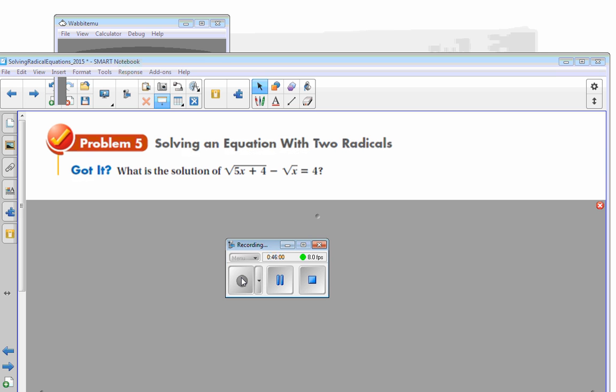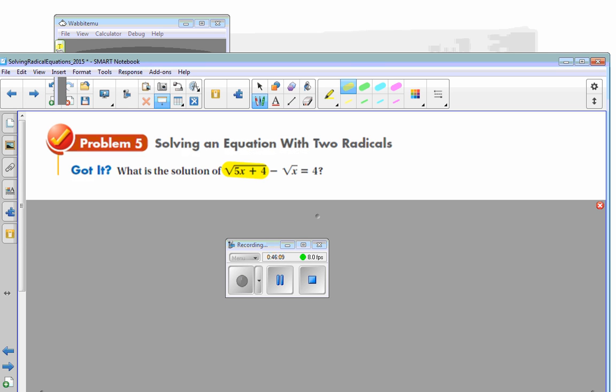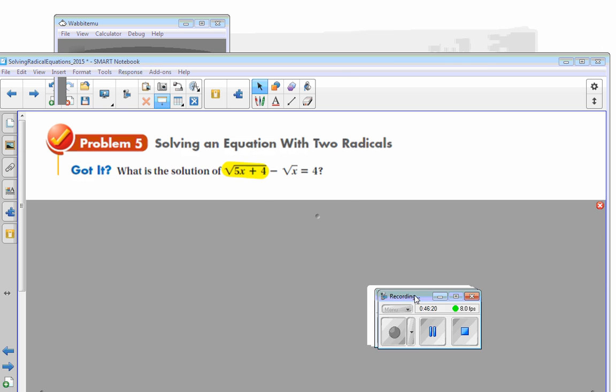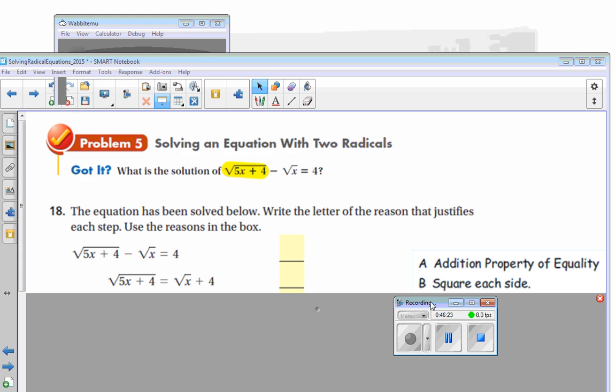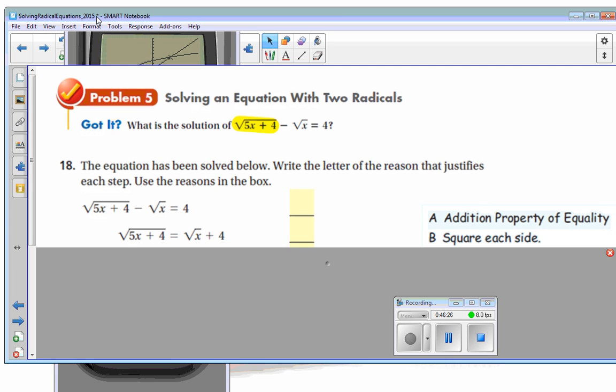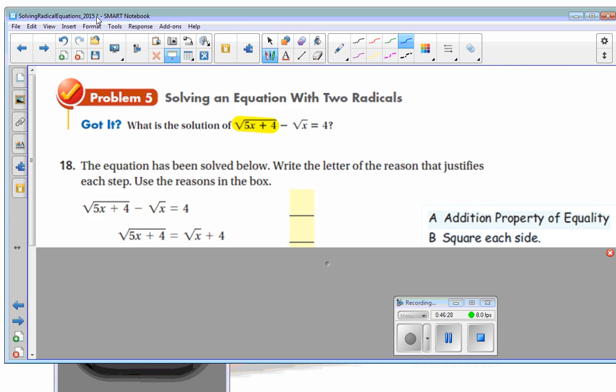If I was going to choose which one I wanted to get alone, which one would it be? The bigger one. I agree. So we want to get this guy by itself. So what would I do to isolate that radical? Good. Perfect. That's exactly what I'm going to do. I'm going to add radical x to both sides. So all I've done is I have added the square root of x to both sides. That's all I did. I just isolated the bigger of the two radicals.